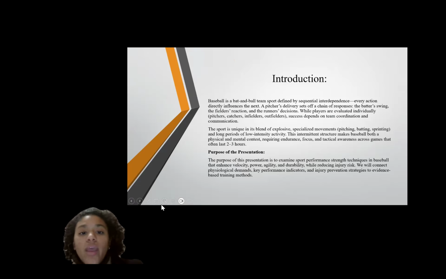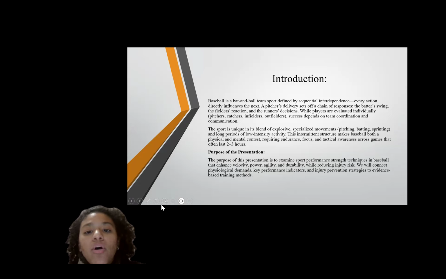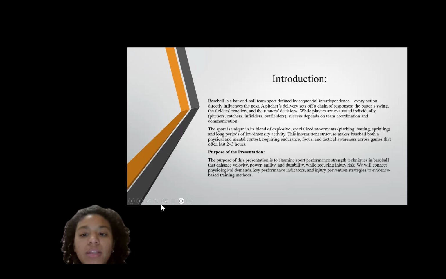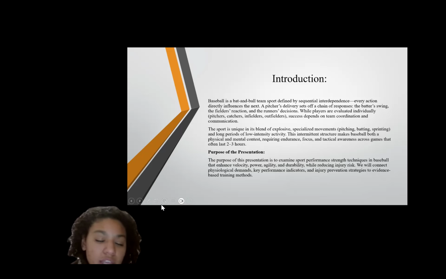So for the introduction, baseball is a bat and ball team sport defined by sequential interdependence. Every action directly influences the next. A pitcher's delivery sets off a chain of responses: the batter's swing, the fielder's reaction, and the runner's decisions. While players are evaluated individually, pitchers, catchers, infielders, and outfielders, success depends on team coordination and communication.